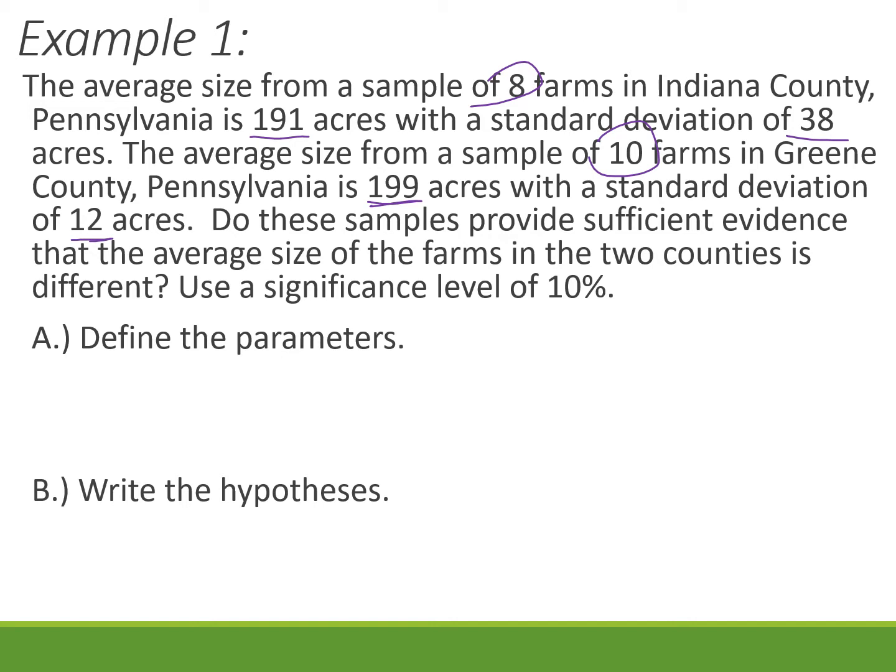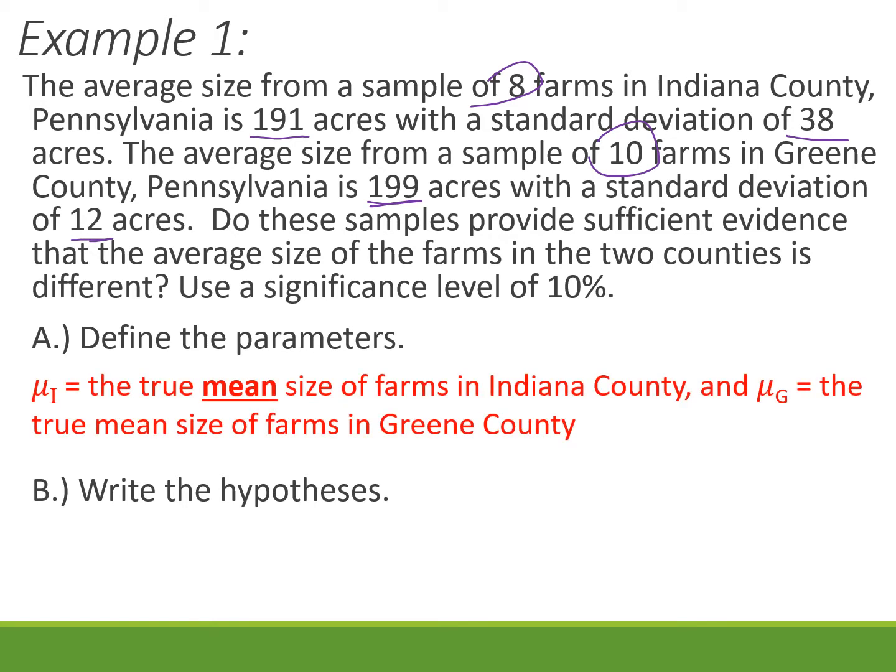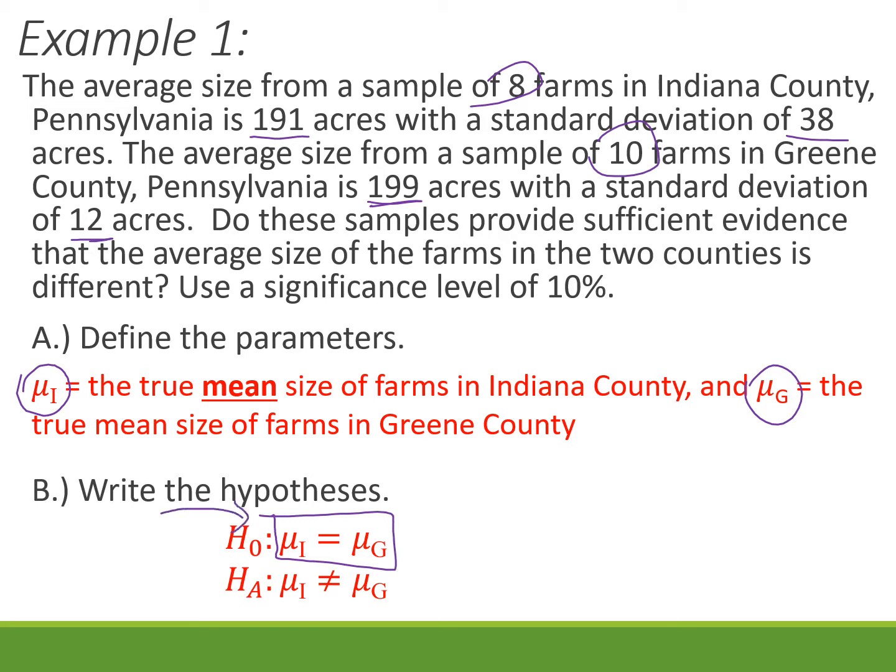We're going to start by defining the parameters. When we write the parameters, we're not writing P equals anymore because we're not dealing with proportions, and instead we're dealing with means. So mu sub I is the true mean size of farms in Indiana County, mu sub G, the true mean size of farms in Greene County. Just like the last section, the null hypothesis is that these two things are always equal to each other. It's never anything other than an equal sign for that null hypothesis.